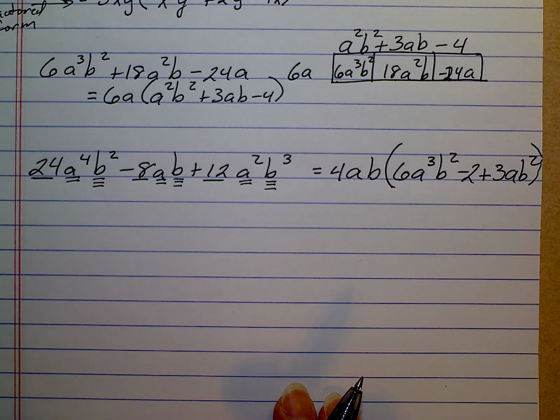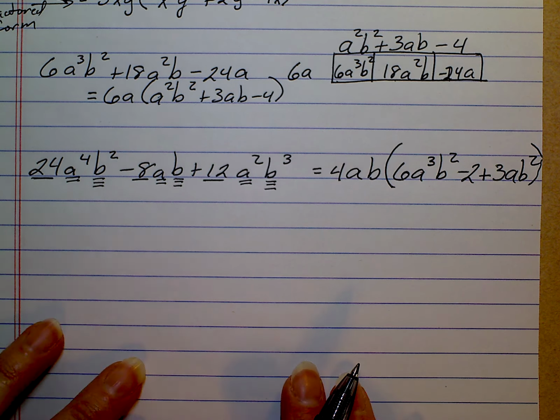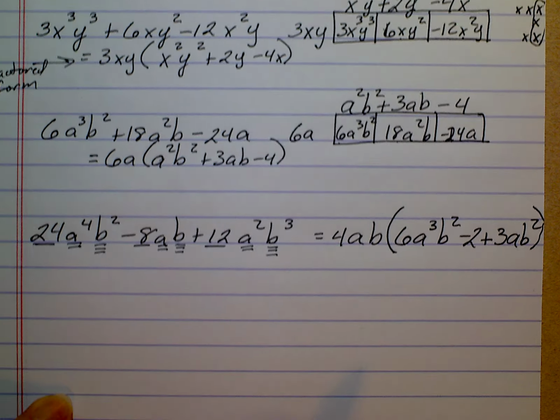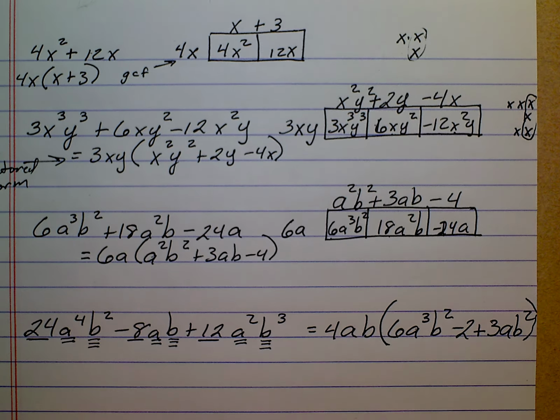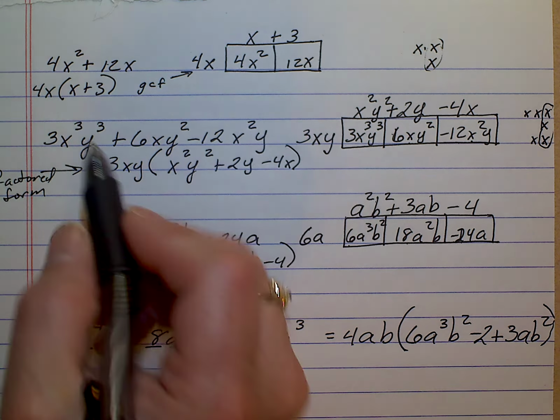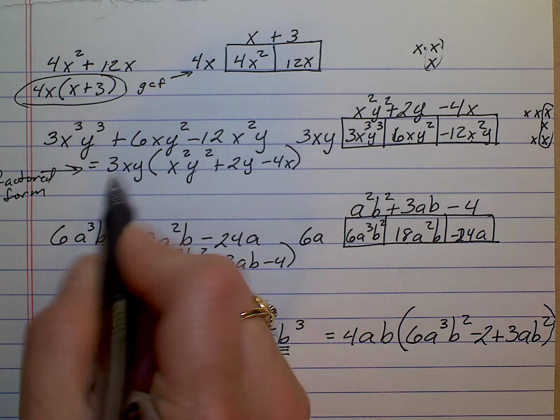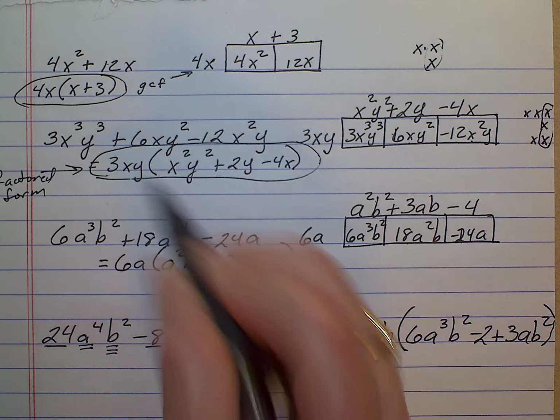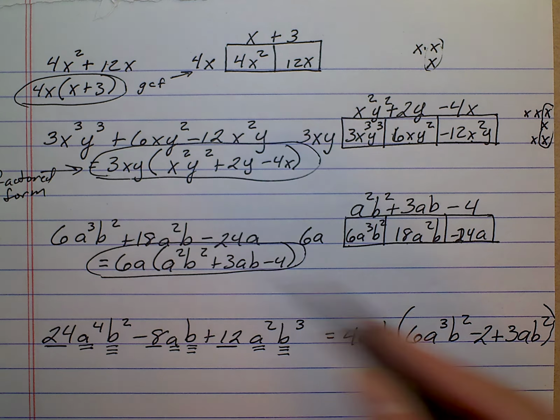Alright, so this is factoring out the greatest common factor, and every time we factor something, I want you to look for the greatest common factor first, and then you take that out and write what's left. So your answers just look like this.